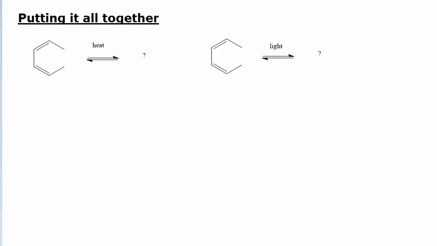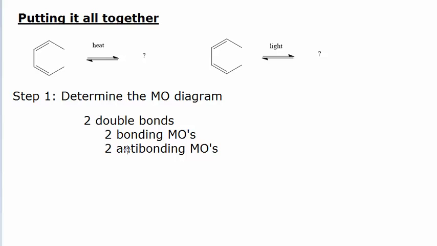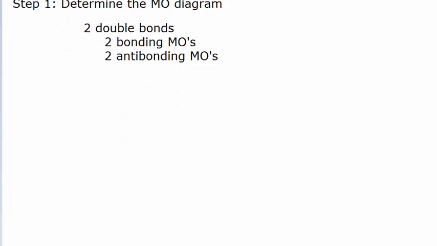So the first step in solving this problem is determine what the molecular orbital diagram looks like for this system. So you know that there are two double bonds, which means that you're going to have two bonding MOs, and whenever you have a bonding MO, you generate the existence of an anti-bonding MO.